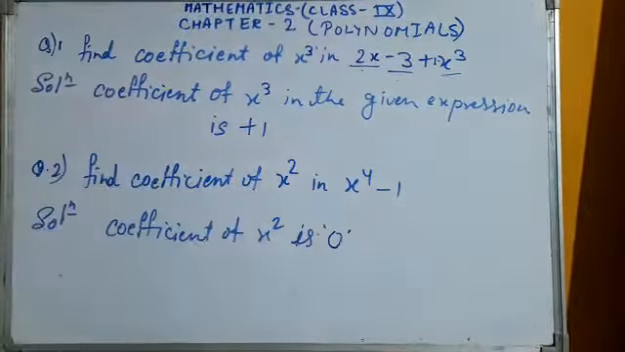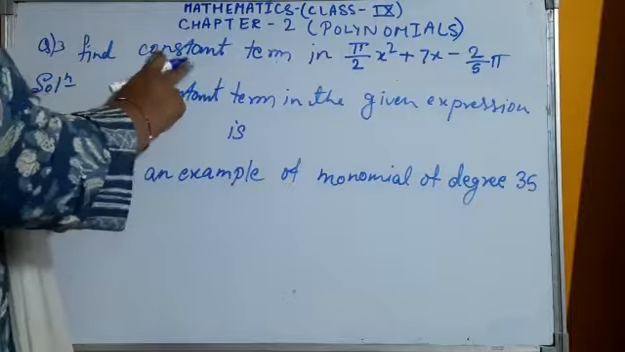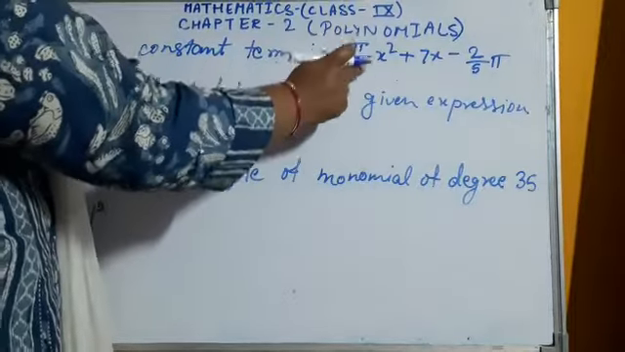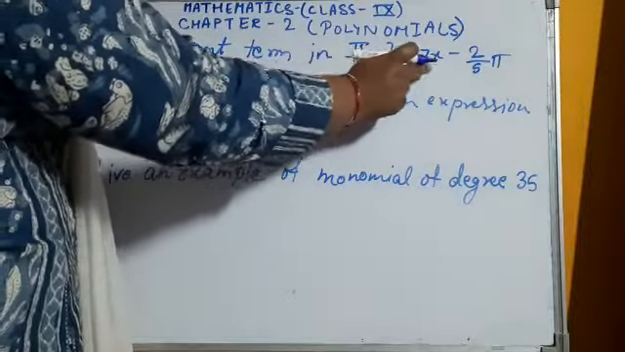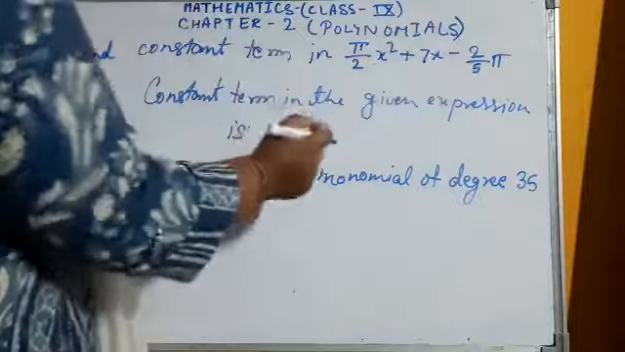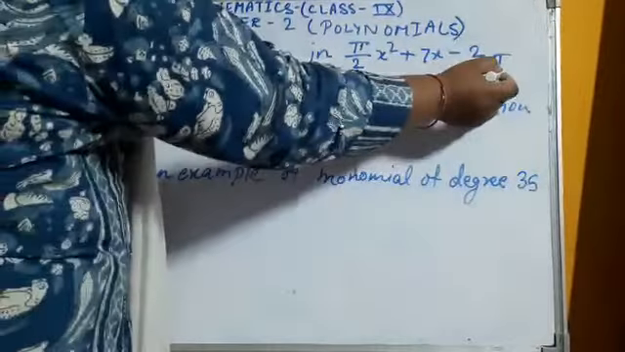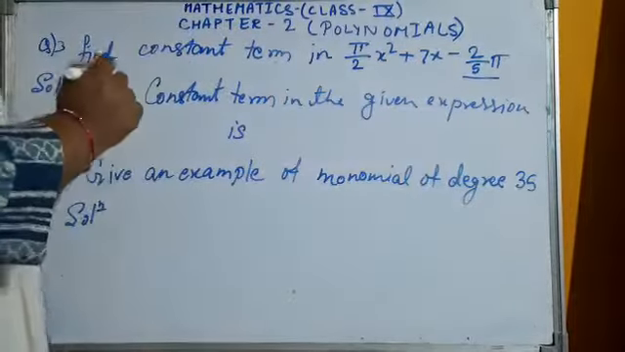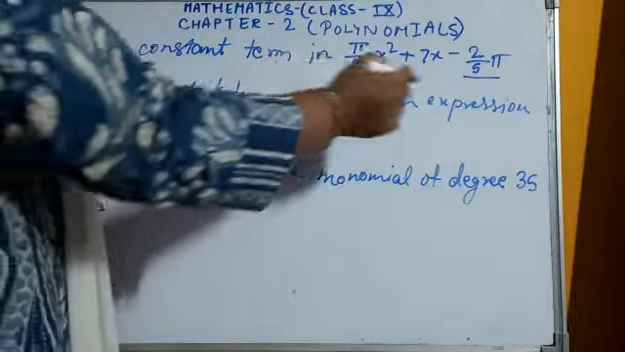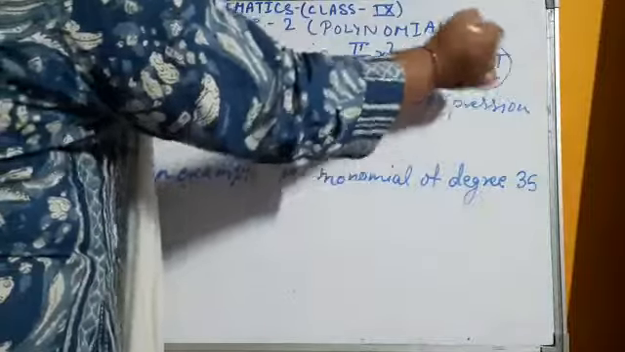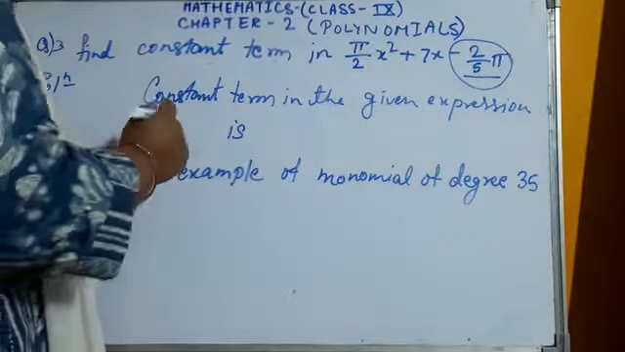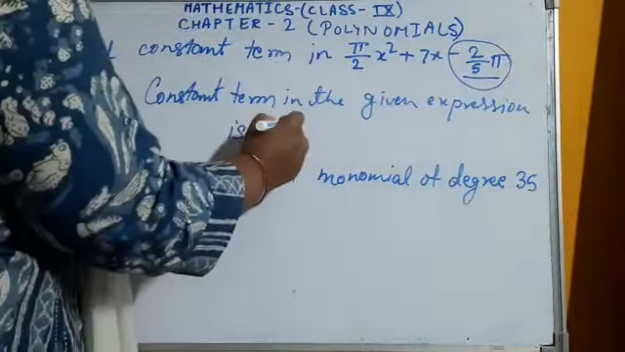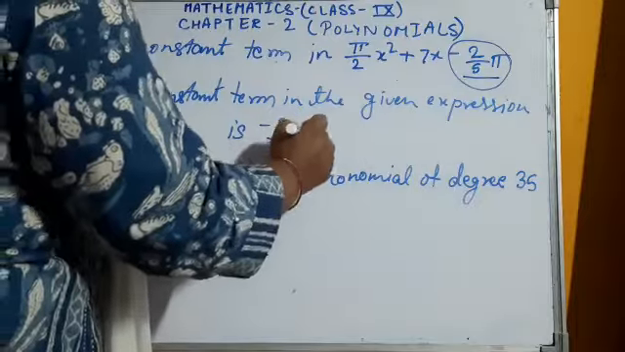See question number 3. In this question we have to find constant term in the given expression, which is pi by 2 x square plus 7x minus 2 by 5 pi. You can see in this expression last term x is not attached. So constant term will be the last term in which you can see no x is there. So constant term in the given expression is minus 2 by 5 pi.